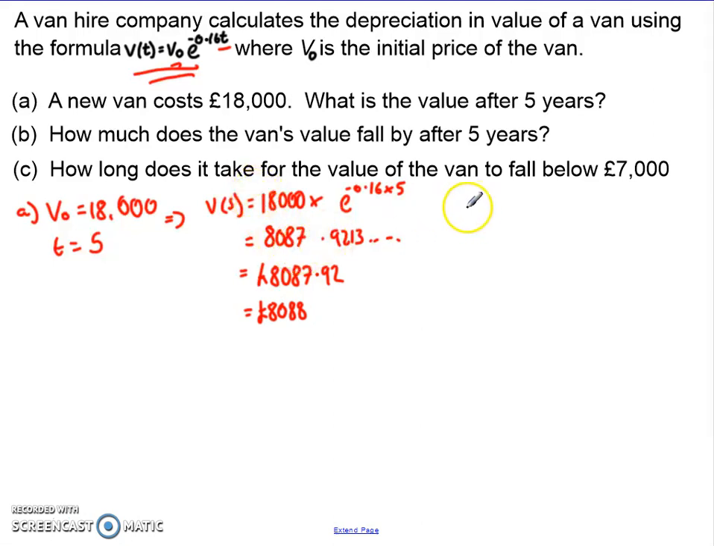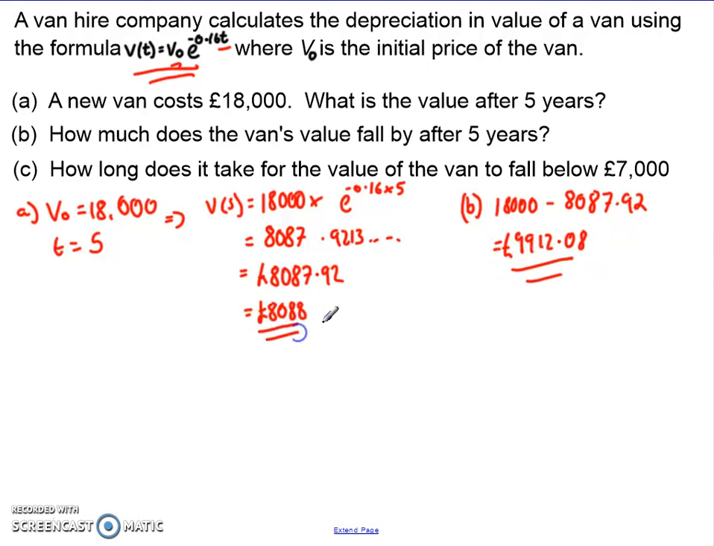What we then do is the second part: how much does the van's value fall by after the 5 years? So how much has it fallen from the start to that point? Well, to do that, we have to take the initial value and take off what it now costs. We then have to take off the £8,087.92. That should be a fairly straightforward calculation. Stick that into your calculator. £9,912.08. So that's what the value of the van has fallen by. So it's not what it's worth, that's what it's fallen by or decreased by.